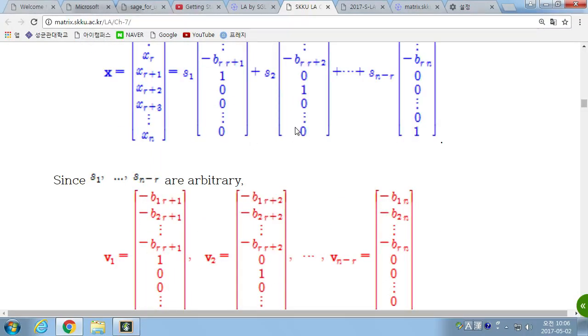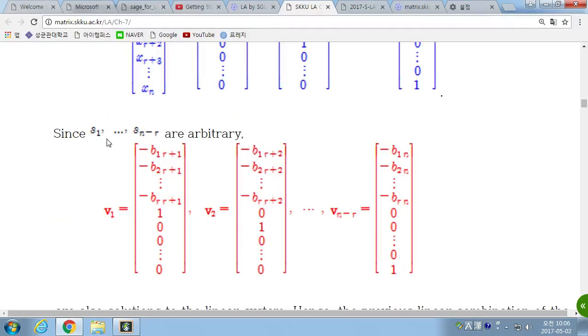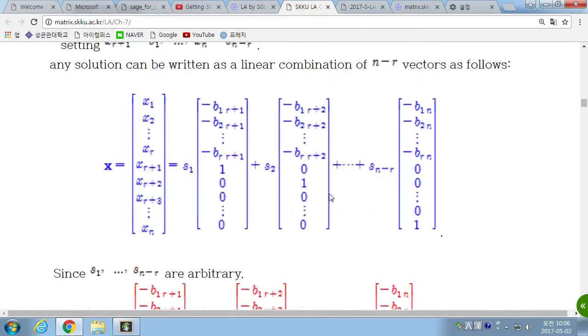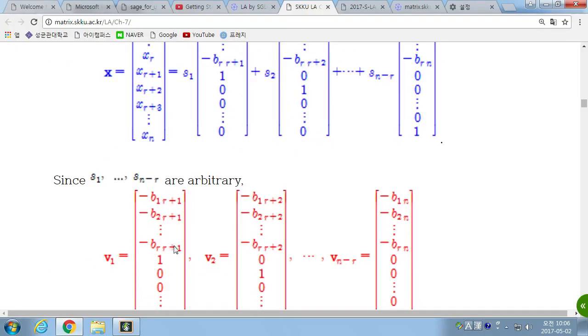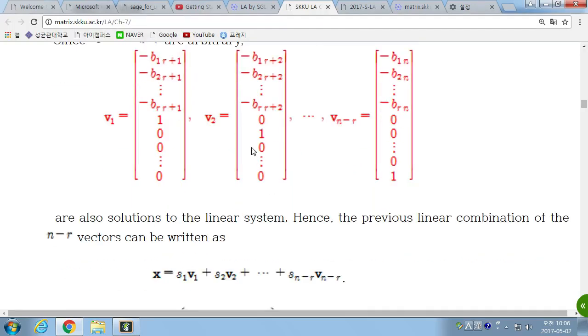Okay, so this spans the solution space, which means the dimension of the solution space is the number of these vectors. These are linearly independent, and they span the solution space. So these form a basis for the solution space. Okay? 어떤 학생이 이게 왜 1차 독립이냐고 물어본 학생이 있었는데 이게 당연히 이 아래쪽만 위쪽은 무시하더라도 이 아래쪽만 봐도 이 아래쪽에 어떤 것도 다른 것의 1차 결합으로 다른 걸 표현할 수가 없죠. So they are linearly independent.